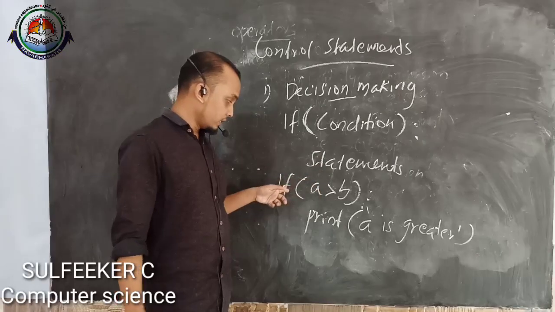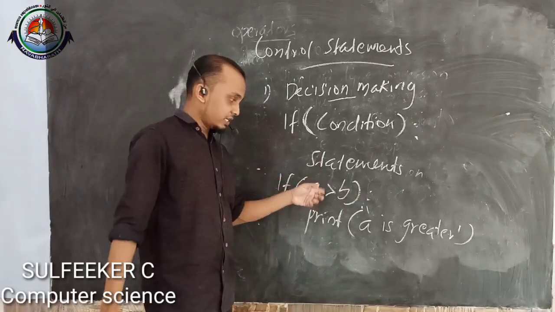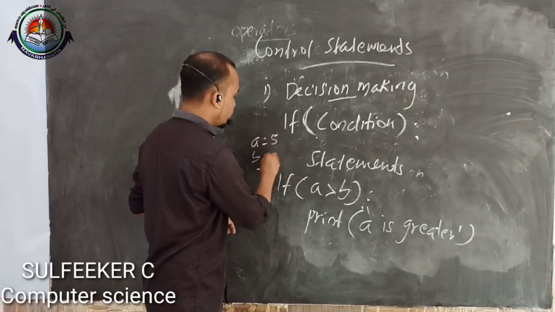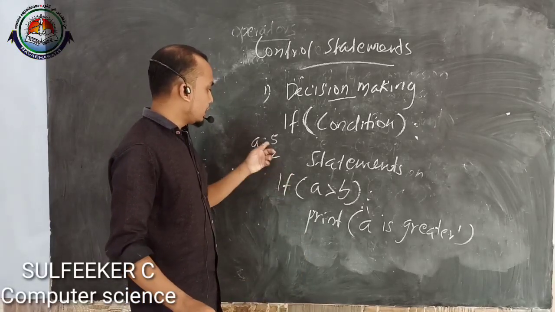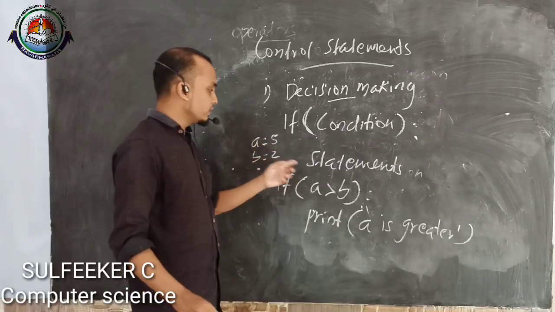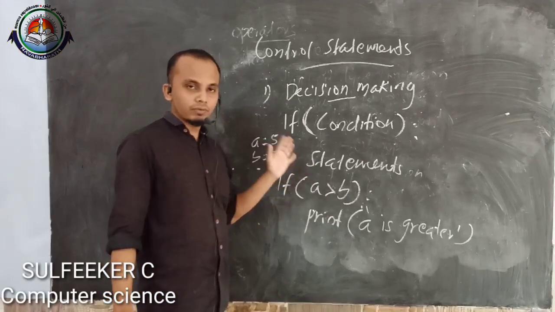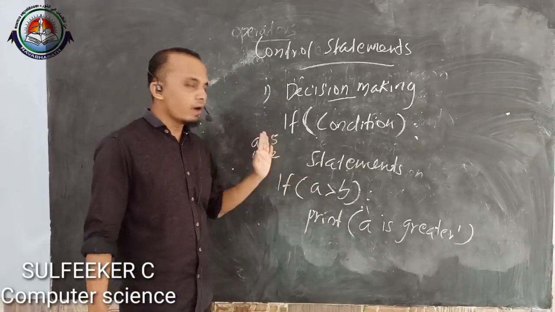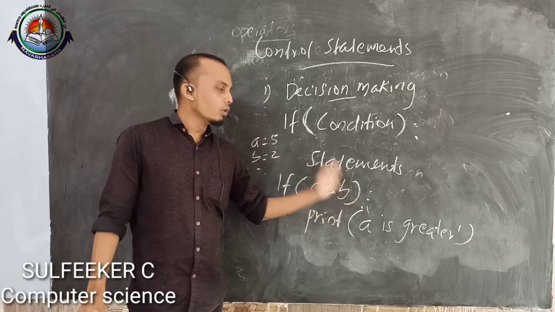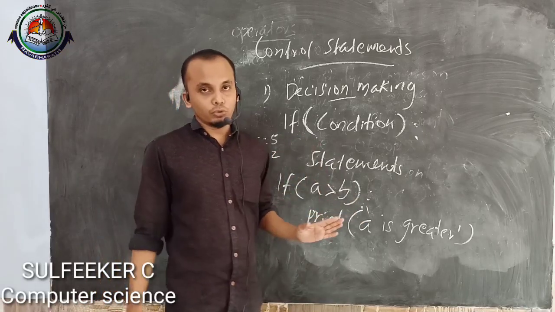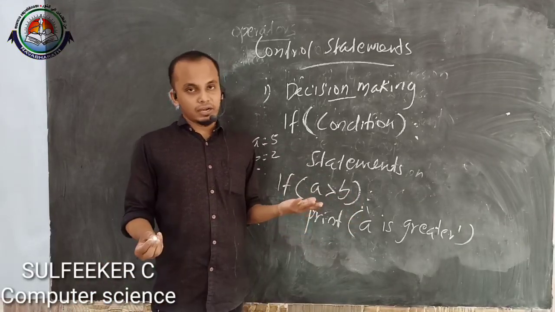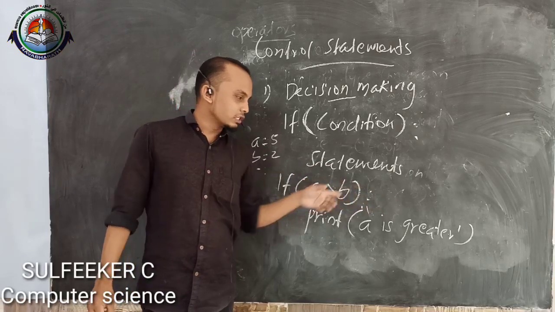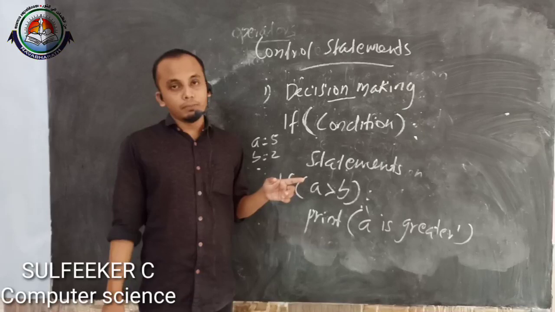What is its meaning? Here one if is there, and there is a condition, A greater than B. We can give the values A equal to 5, B equal to 2. What is the value of A? 5. 5 is greater than 2. Print A is greater, that means 5 is greater. Here there is only one condition. If that condition is true, this block of statements will execute. There is no other option, there is no other condition. If the first condition is true, it will directly execute this block of statements. That is called simple if.